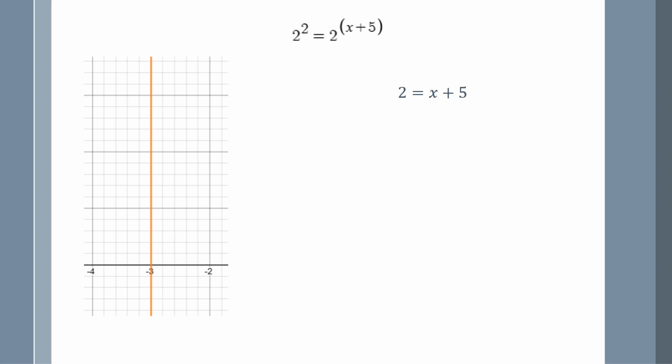So let's solve this equation. We know if we was to subtract 5 from both sides, we're left with x on the right hand side. But on the left, we get negative 3. And so our final answer is x equals negative 3. So again, because those bases are the same, it's like that.